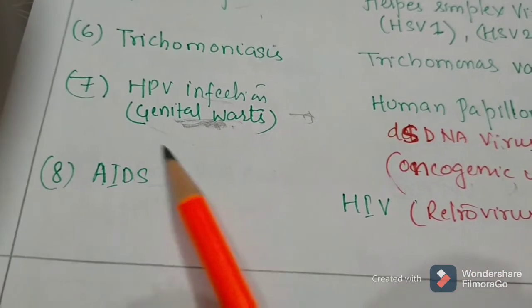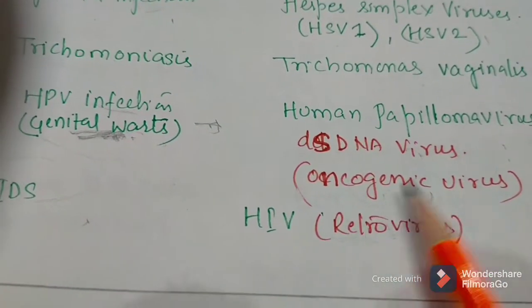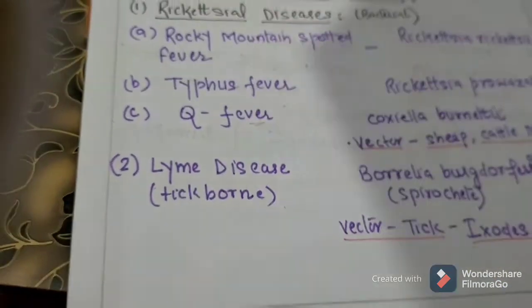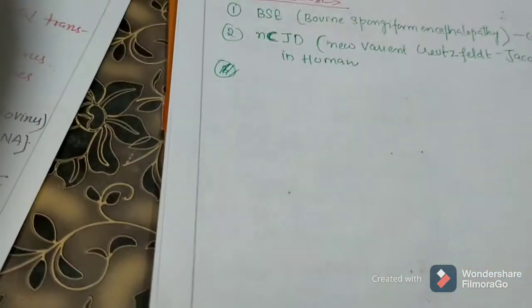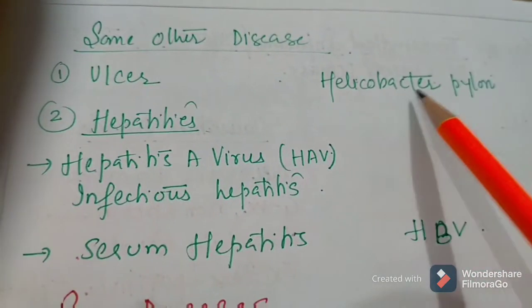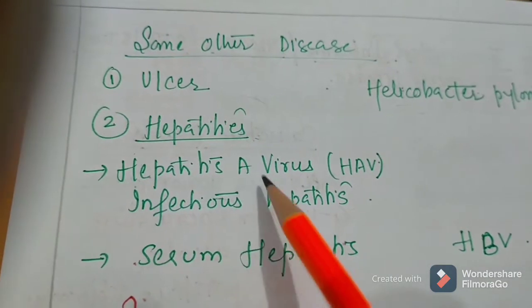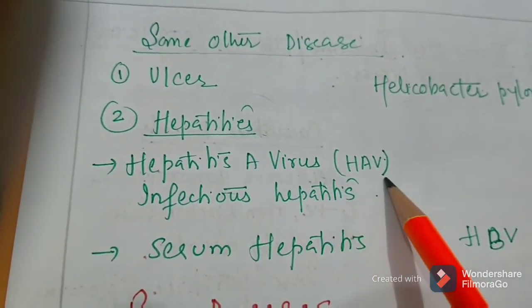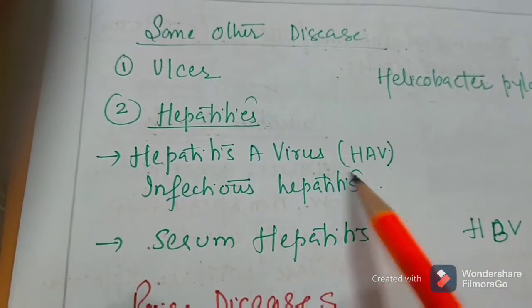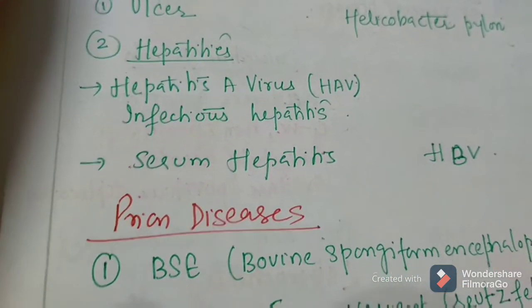Then very common is AIDS. All of you know it is caused by HIV, a retrovirus. Now some other diseases, like ulcer, which is caused by Helicobacter pylori. Then hepatitis, caused by hepatitis viruses, and there are different strains: hepatitis A, B, C, and D.